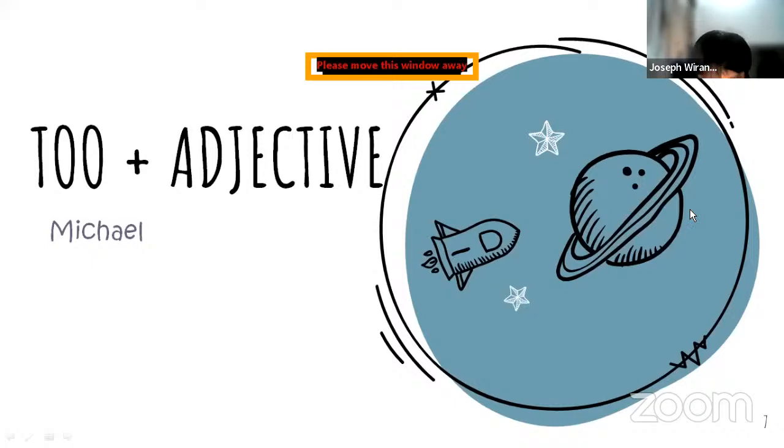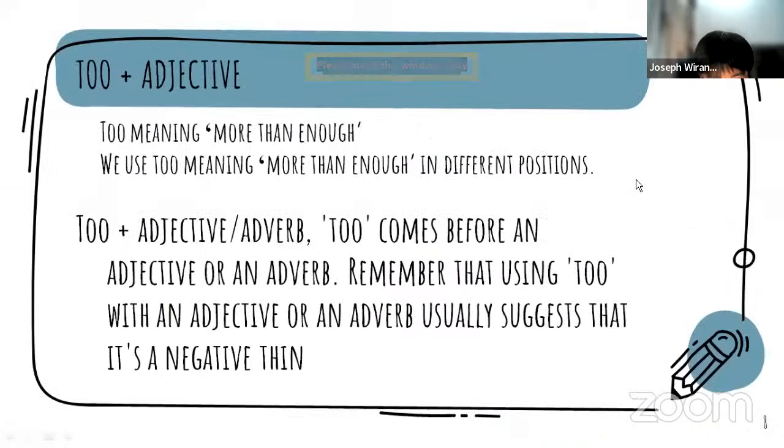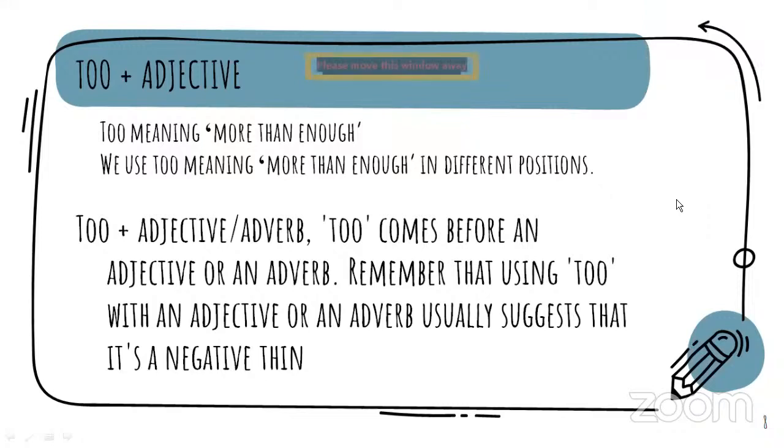Too with an adjective. Too meaning more than enough. We use too, meaning more than enough, in different positions. Too comes before an adjective or an adverb. Remember that using too with an adjective or an adverb usually suggests something negative.